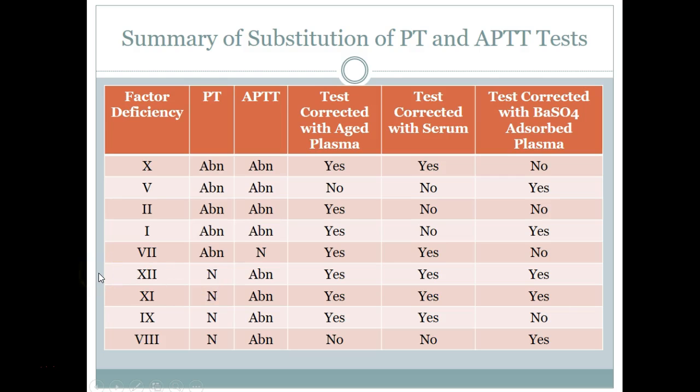All right, so there's your chart on what test results would happen in the PT and APTT, what you would see with the different mixtures, and what would be factor deficiency. This seems ultra confusing. Basically, it's just going to take a lot of example problems to figure this out and get there.